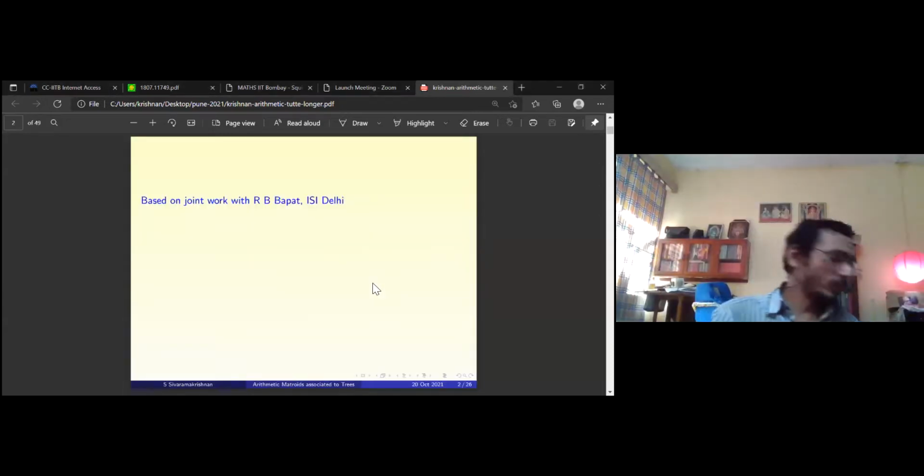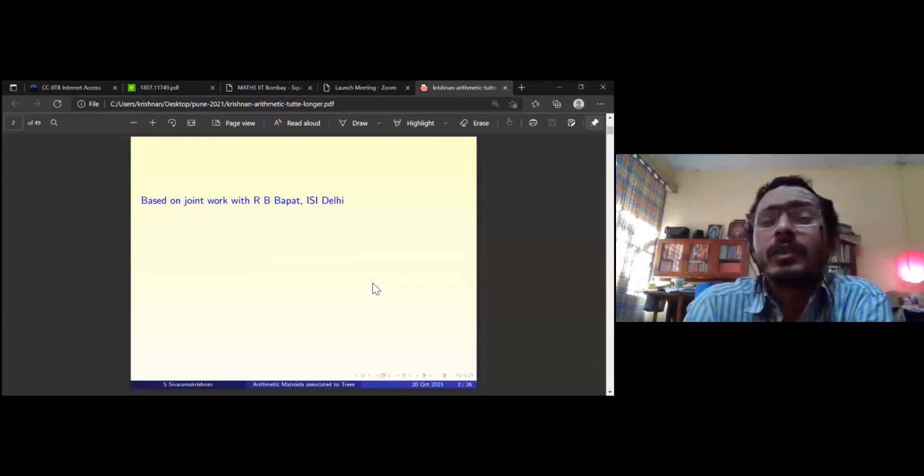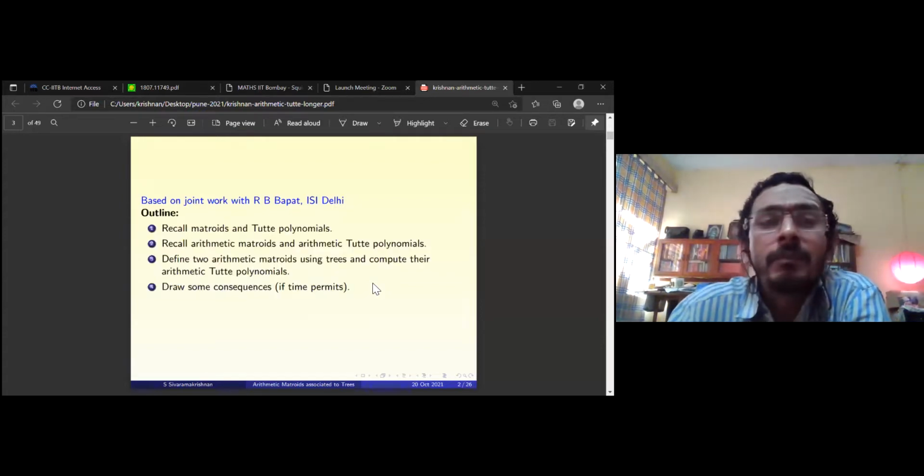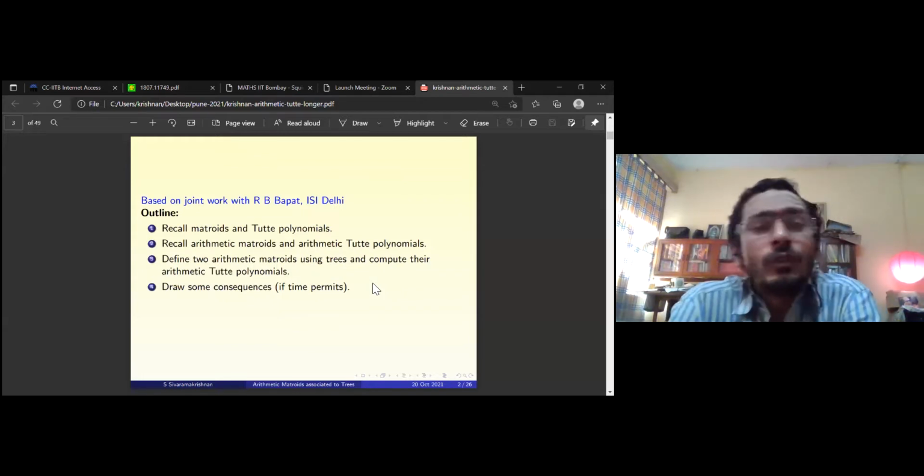Okay, so this is based on joint work with Professor Ravindra Bapat from ISI Delhi. I think he's retired now, so this is the rough outline.